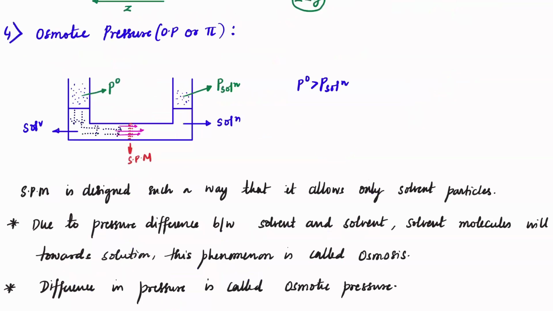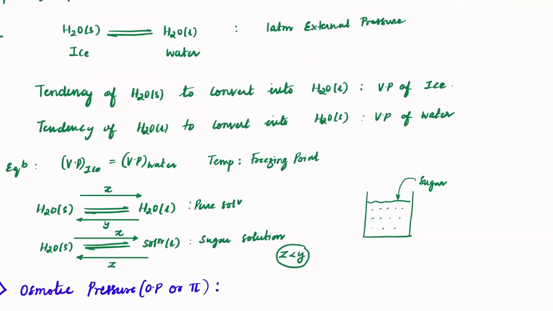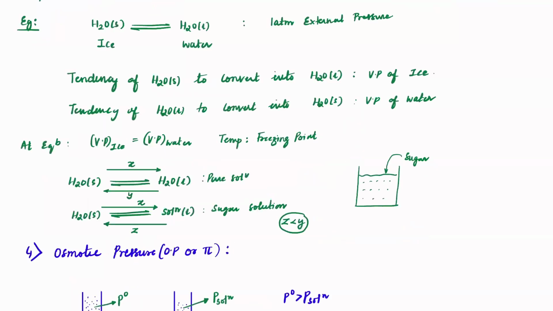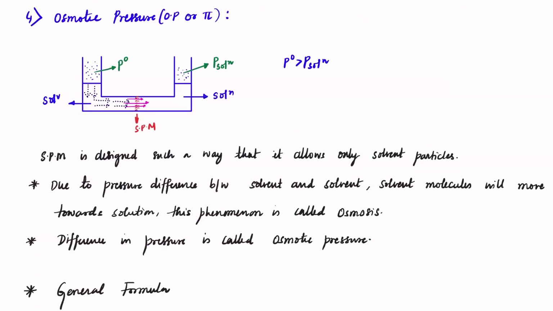Chalo. So this is about how the depression of freezing point works. Okay. I'll show you all the application with questions. Don't worry. As of now, understand the theory carefully. Now, let's see the fourth colligative property, which is osmotic pressure. When it comes to osmotic pressure, look into it.